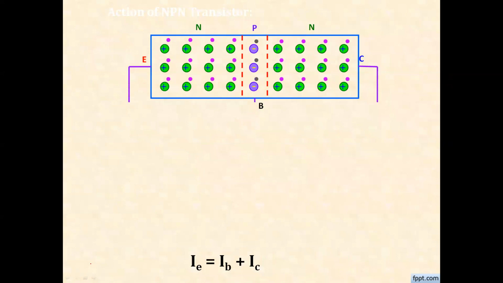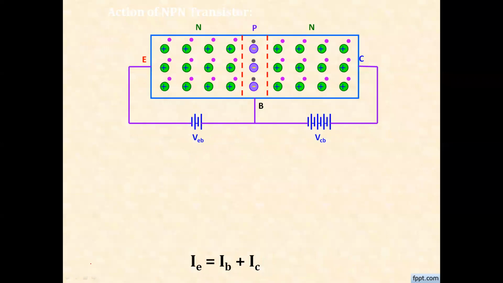Now see the symbol here: the emitter base junction is to be connected in forward bias, and the collector base junction is to be connected in reverse bias. The pink color shows the free electrons and the direction of the free electrons, and based on that, the current can flow in the transistor here.